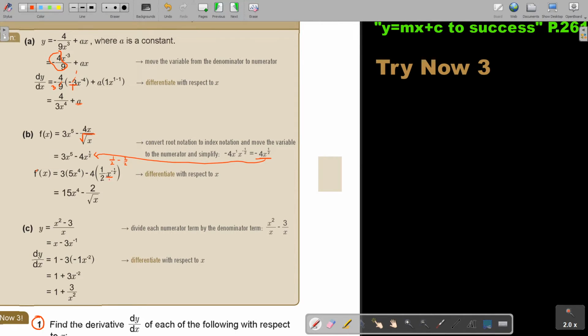Remember, it's actually standing in the numerator, and if I bring it down, it will be 1 over x to the power 1/2, and then I'm taking it back to the root. And I'm just saying -4 times 1/2, or 4/1, it goes in 1, 2, and that's where the 2 comes from. 3 times 5 is 15. I can simplify in this last step. Okay, and if I look at this one, this is very important. Divide each numerator term by the denominator. So get it ready before you differentiate.